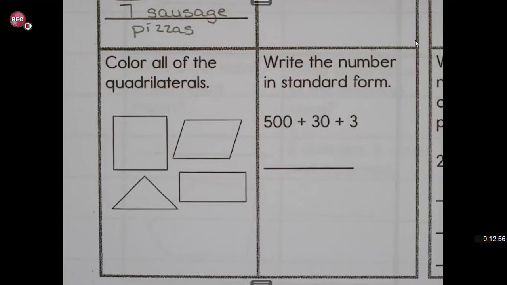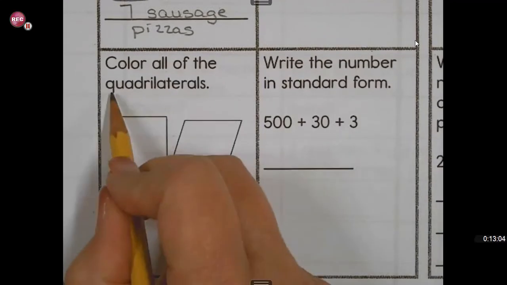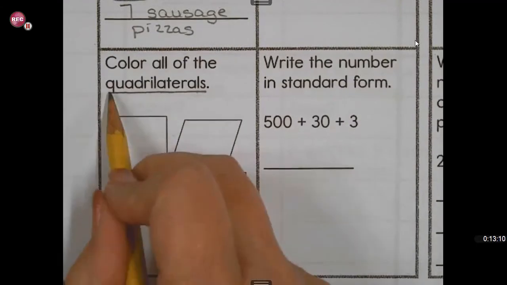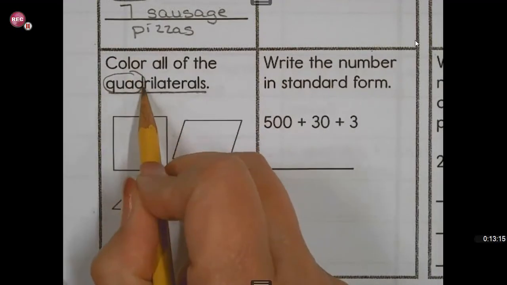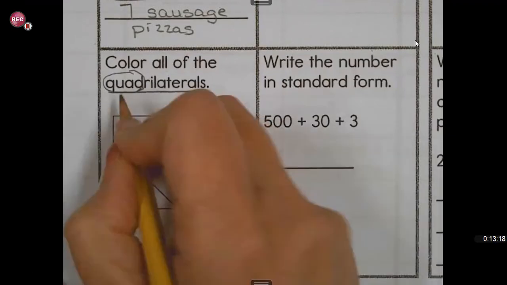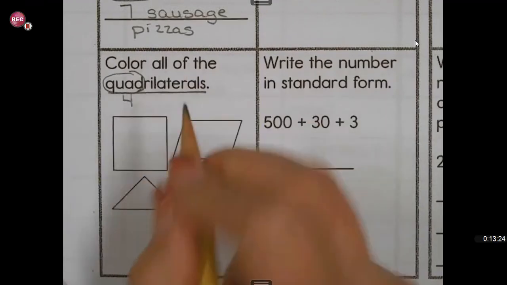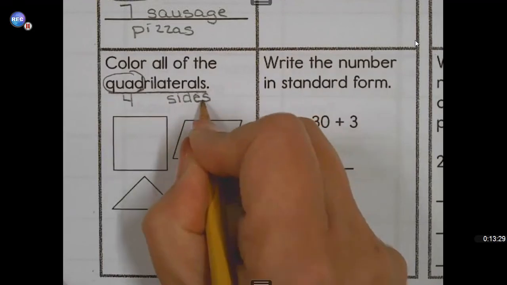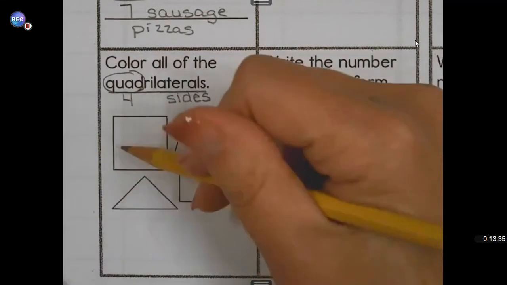Now, the next has to do with our geometry. It's a geometry question, and it's asking us to color all the quadrilaterals. So we need to know a little bit about what the word quadrilateral means. So if you've ever heard of the word part quad, quad means 4, and laterals actually means sides. So when it asks us to color all the quadrilaterals, it's asking us to color all the 4-sided figures.